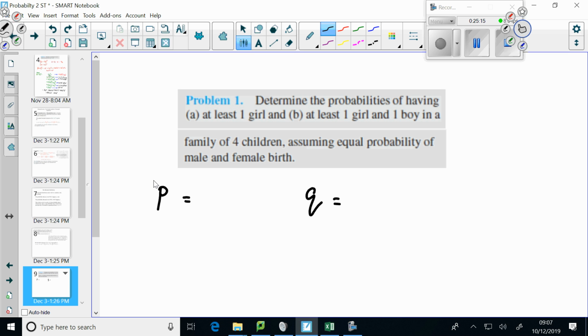Equal probability of male and female birth. Remembering that P plus Q has got to equal 1. So what's the probability of a male? What's the probability of a female? If it's got to be equal, they must be 0.5 and 0.5.